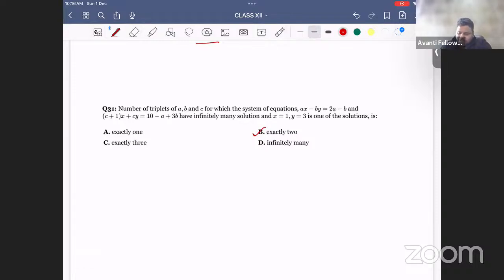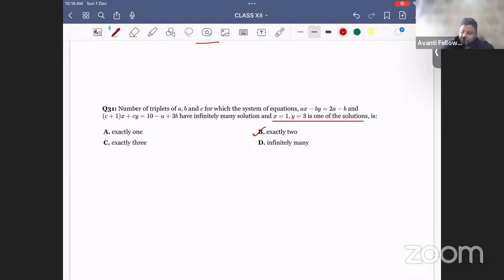Find the number of triplets (a, b, c) for which the given system of equations has infinitely many solutions. See, these are simply two lines. So for them to have infinite number of solutions, they are basically identical lines. Am I correct? Now, another thing they are saying: x equals 1, y equals 3 is one of those infinite solutions. Got it?